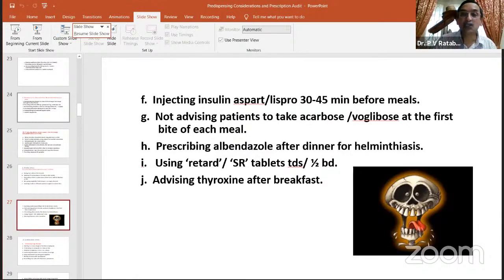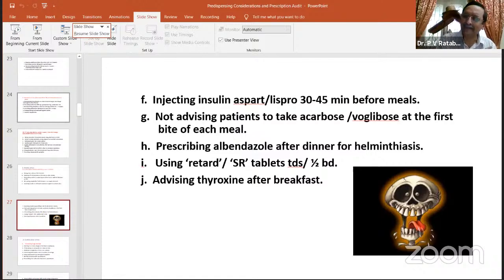Not advising patients to take acarbose and voglibose at the first bite of each meal. Again, a common mistake in practice. Acarbose, voglibose is a drug that has to be taken at first bite of each meal. This drug has to be taken and you have to start eating. You cannot wait for the action. It has to be taken just before the meals.